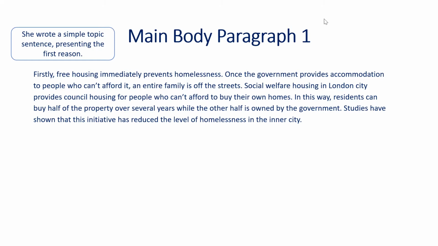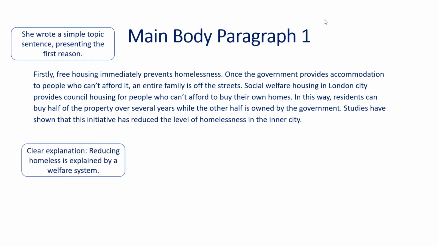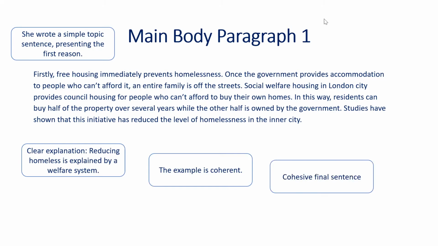And then she gives the example about London City. So it's a clear explanation explained by the welfare system. The example is coherent, and there is also that cohesive final sentence. Studies have shown that this initiative has reduced the level of homelessness in the inner city. So overall, this is a very understandable paragraph. The examiner sees it and understands it.